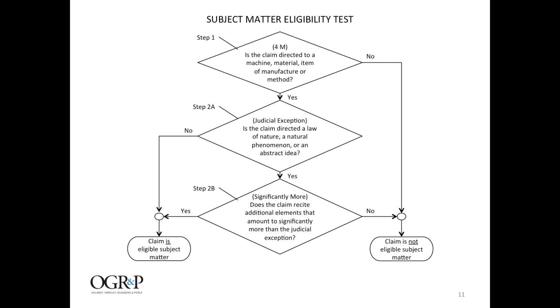It gets to step 2B. So this is the new thing. This is where all the activity is now. The intellectual capital is being put here. Significantly more. Is the claimed invention significantly more than an abstract idea?